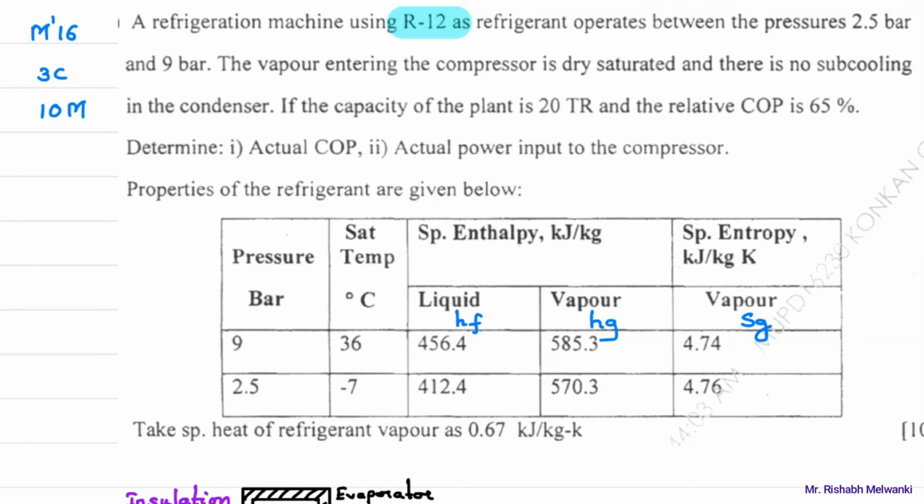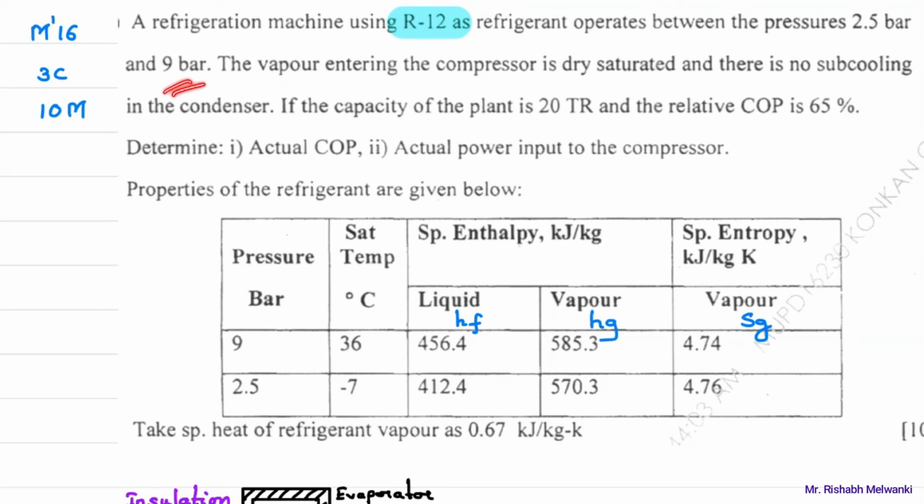I'll quickly revise what we have done in this problem. See, R12 refrigerant is given. So if the specific heat of refrigerant vapor is given, we understand that we have to use a table. If this table is not given, then you have to refer to the Mathur and Mehta data book, and from that data book you have to see the values at 9 bar.